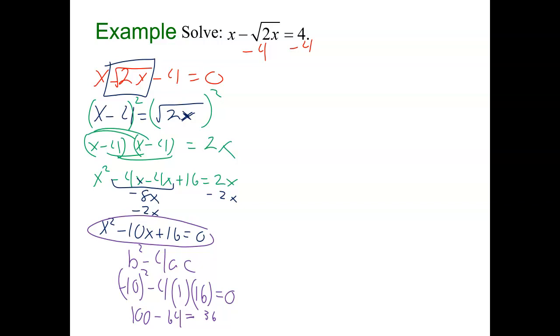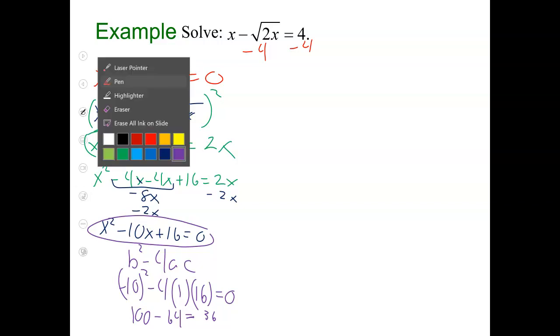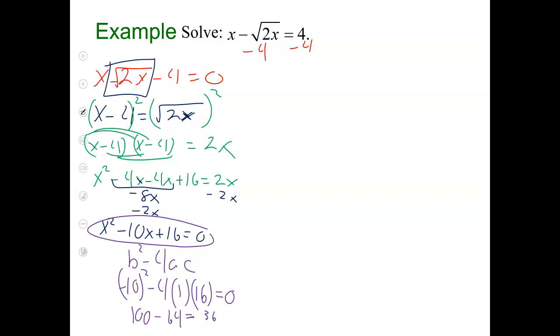How do I factor this quadratic? What am I looking for? The product of what? Nope, that's the one I need the sum for. I need the product of 16 and a sum of negative 10. So what two numbers give me a product of 16 and a sum of negative 10? Negative 2 and negative 8.